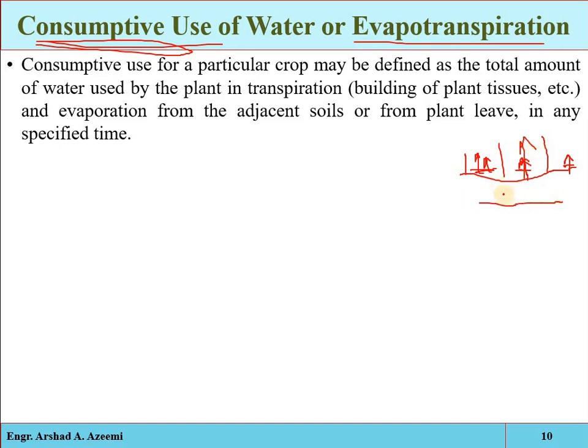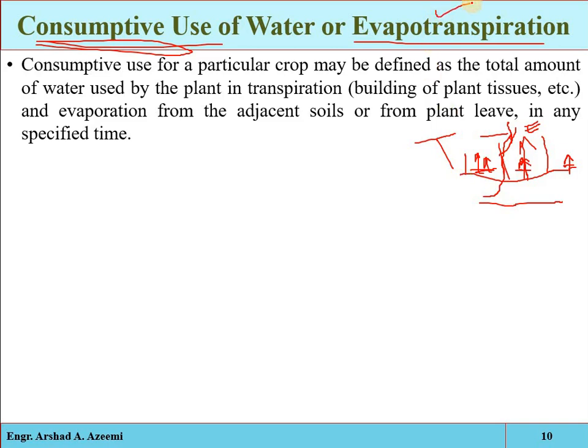And the second one is that the water will be absorbed by the plant through roots. That water will be moved to the leaves through its stems or trunks, and then that water will be evaporated into the atmosphere through stomata. So this is called transpiration, and this is called evaporation. Now evaporation plus transpiration is called evapotranspiration.